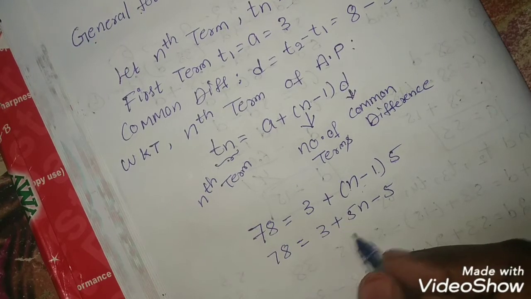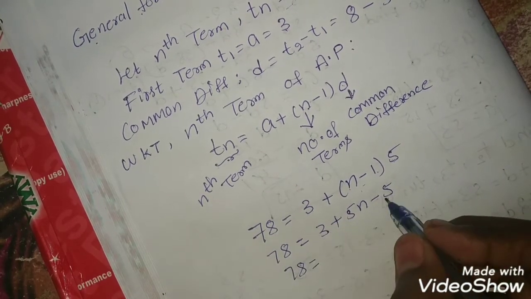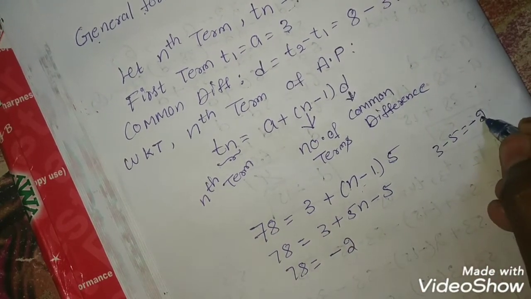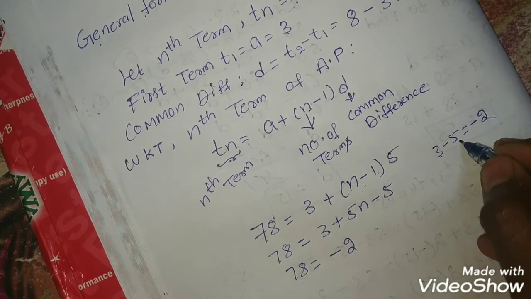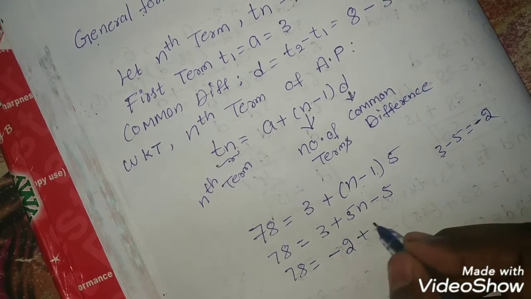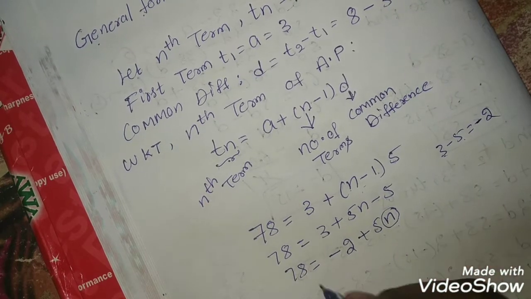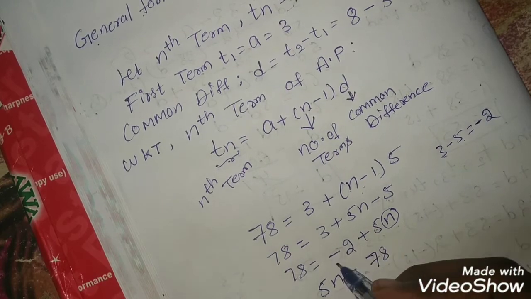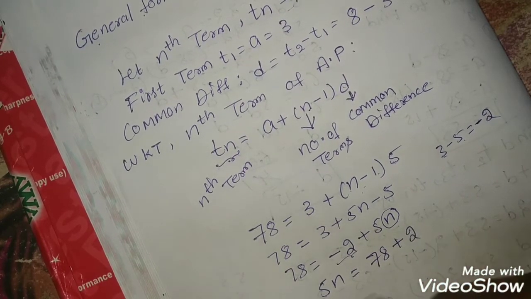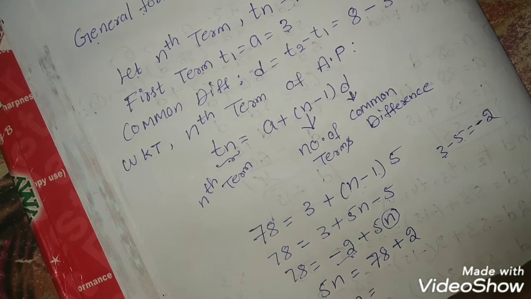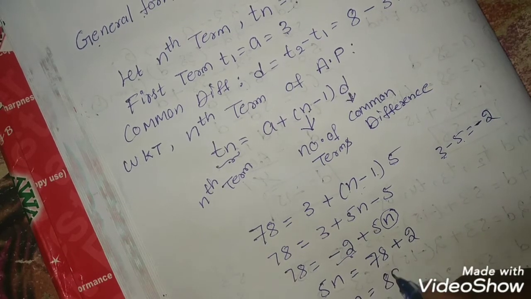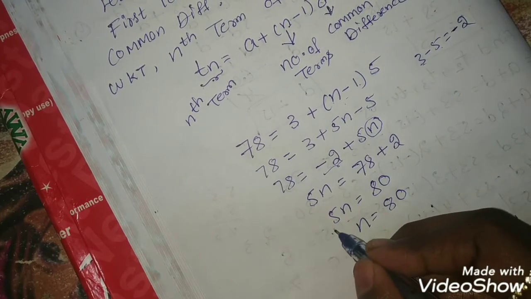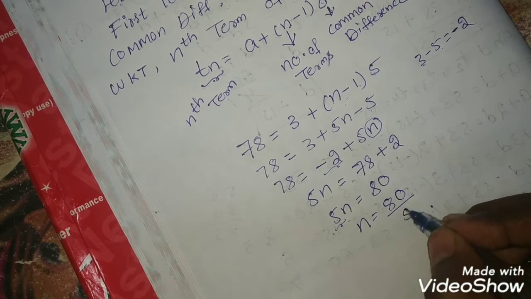So what do we get here? 78 is equal to 3 minus 5, which will become minus 2, because 3 is smaller than 5, so you keep the negative sign, plus 5n. We need n, so take it away here. 5n is equal to 78 plus 2, which is 80. So what is n here? n is equal to 80 divided by 5.